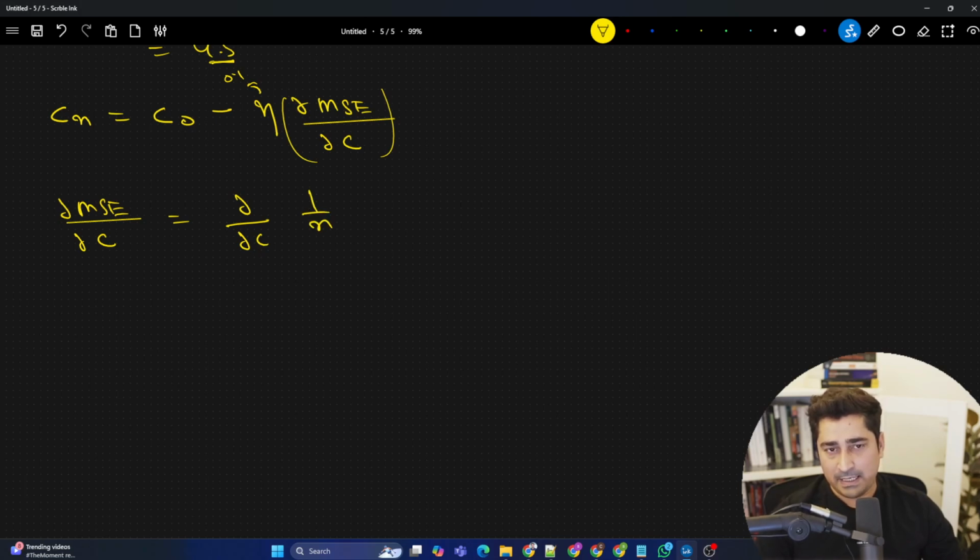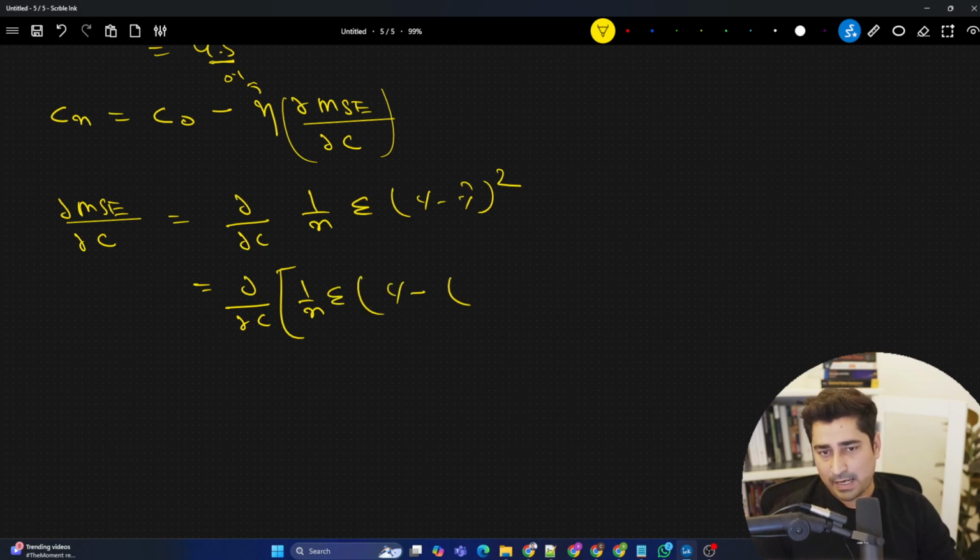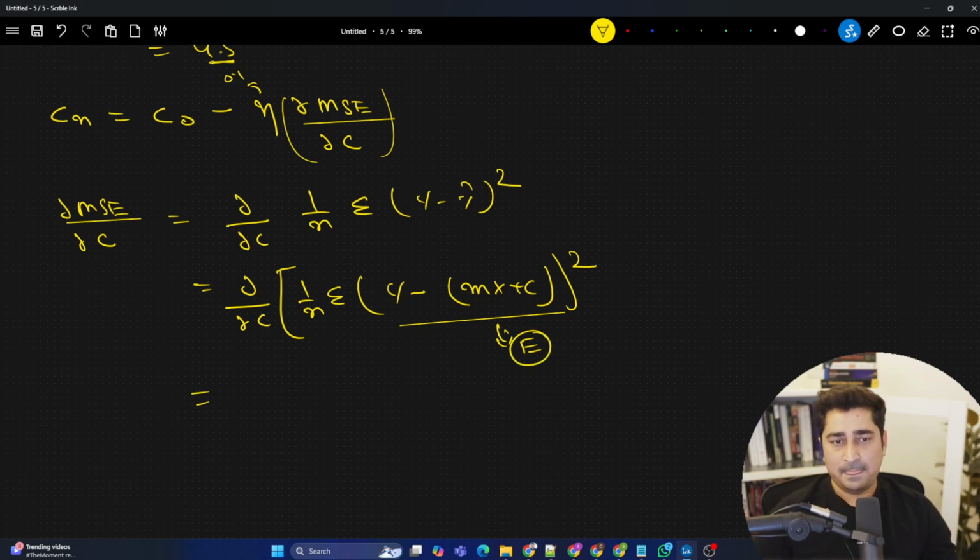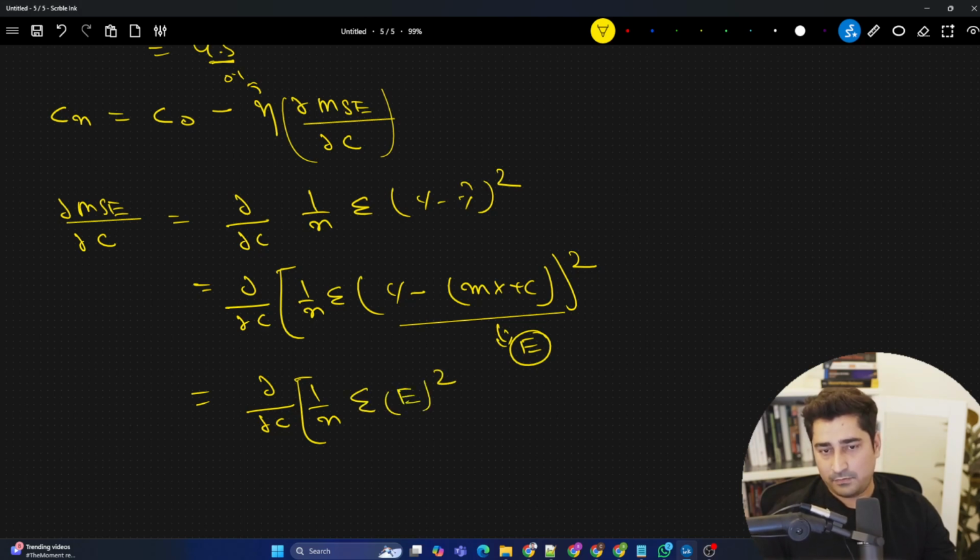So again, what is the equation of MSE? It's nothing but 1 by n, same equation, summation of i equals 1 till n, and then (y minus y hat) squared. Okay, now I can rewrite it this way. So 1 by n, and then summation of (y minus y hat), where y hat is the prediction equation mx plus c, squared. I'm going to consider this again as e, same as before. So it is going to be summation of e squared. So ideally this is going to be the equation once again.